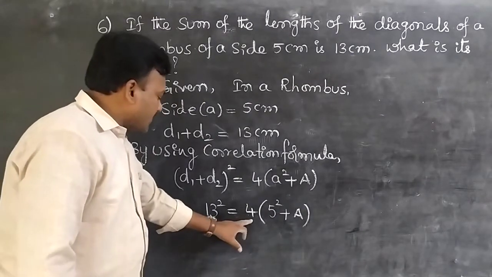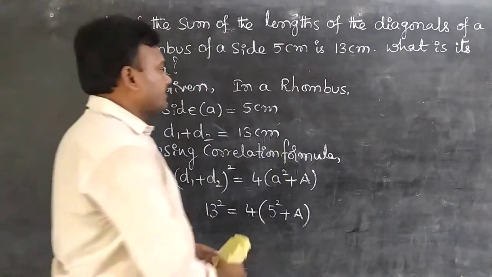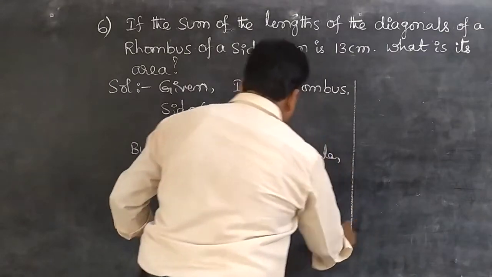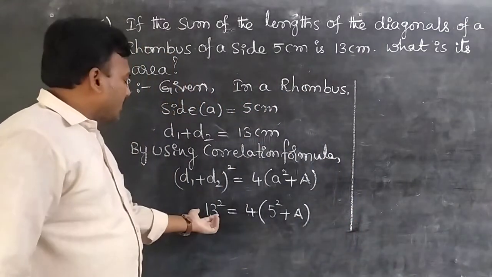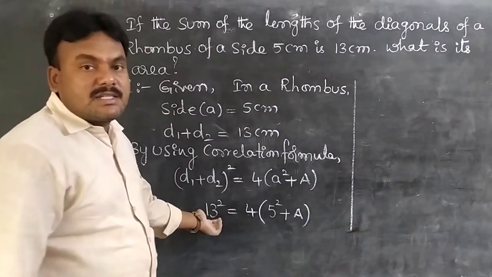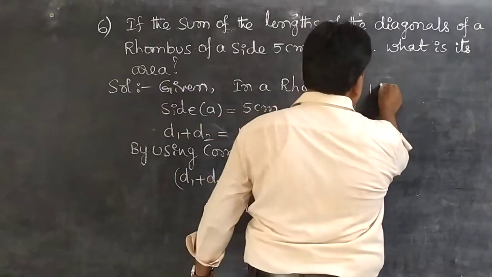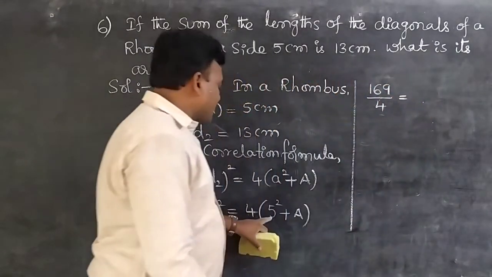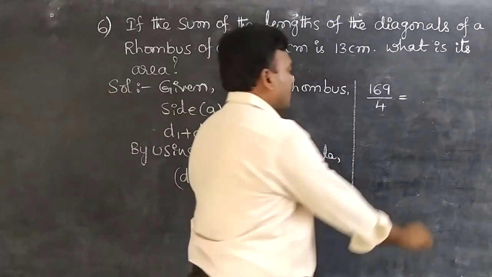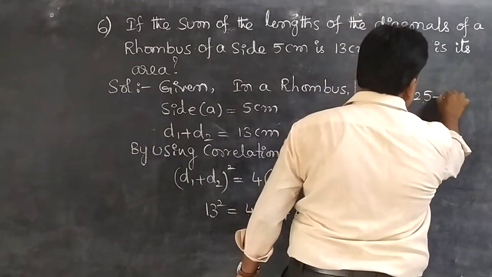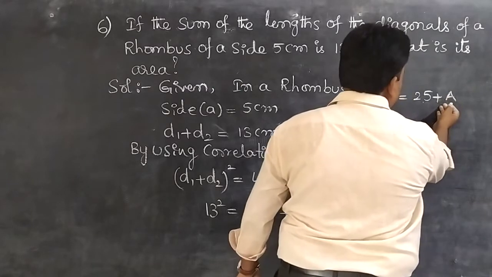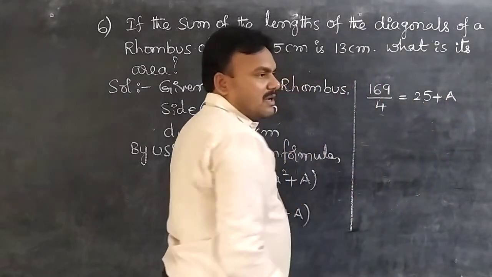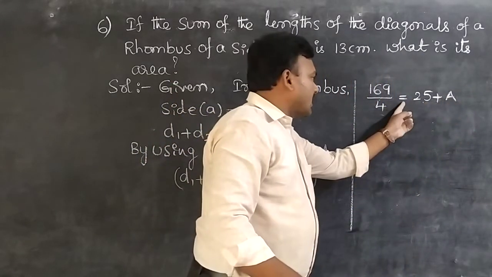Next, this 4 transports to the left side and becomes a divisor. What about the 13 square value? 13 square value is 169. So here 169 by 4 equals 5 square value, students, 25, so 25 plus a. This a we can express either on the right side or the left side, no problem at all. Why? Because both values are equal here.